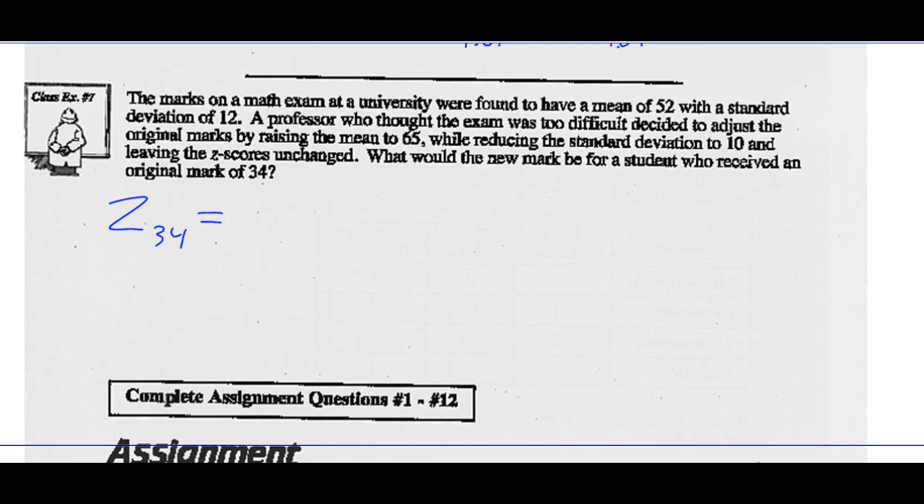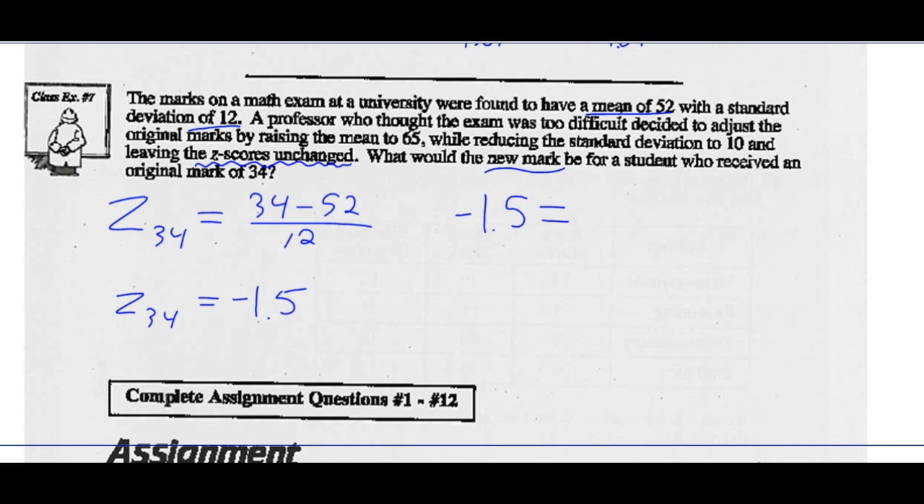So the original exam had a mean of 52 and a standard deviation of 12. So a score of 34 should have 52 subtracted from it and be divided by 12. That's our z-score formula. So let's figure out what the z-score of his original 34% mark was. 34 minus 52 is negative 18, and divide that by 12, and you get negative 1.5. So the z-score of 34 is negative 1.5. The prof said we're going to leave the z-score unchanged, so my z-score stays as negative 1.5.